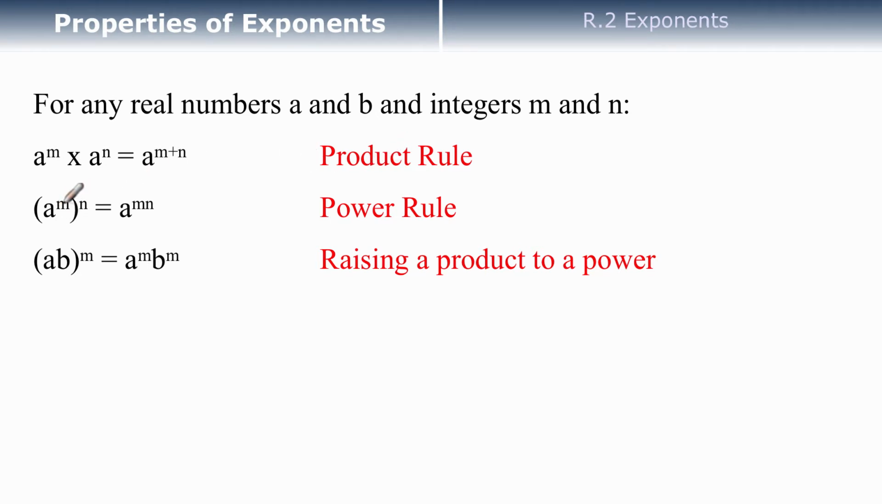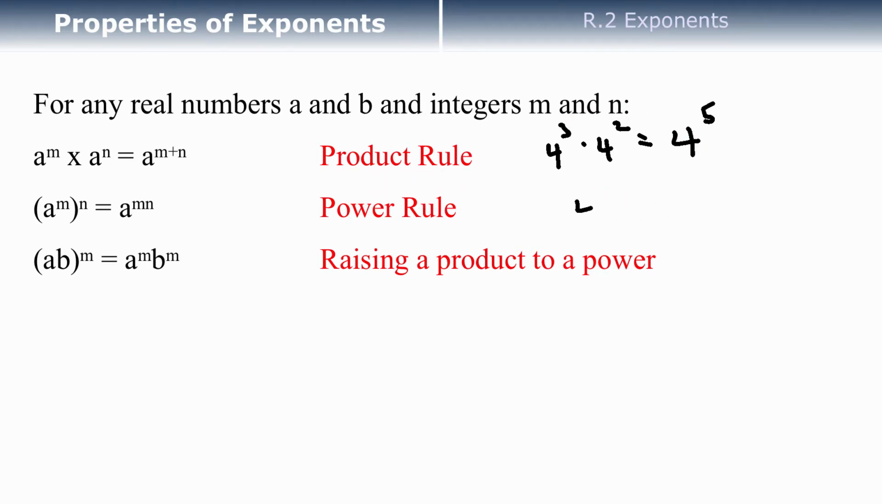If I have an exponent that's raised to another exponent, this is the power rule, you multiply those exponents. If I have a product inside brackets that's all raised to an exponent, then each factor inside those brackets also gets raised to that power. So let me just give you a quick example of that. So say if I have 4 to the third times 4 to the second, the bases are the same, so I leave the base the same and then I add the exponents.